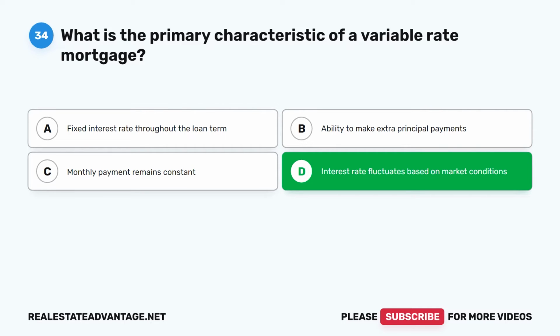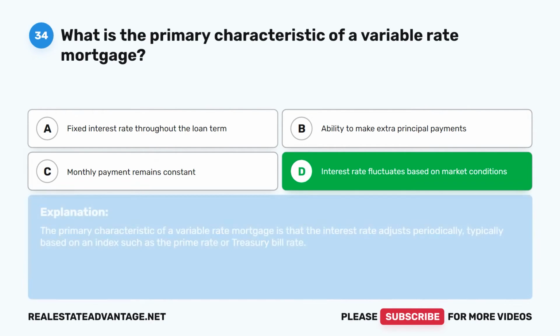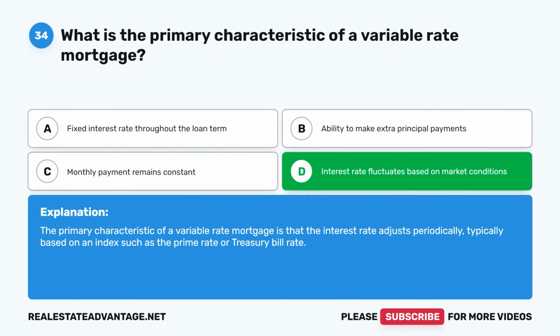Interest rate fluctuates based on market conditions. The primary characteristic of a variable rate mortgage is that the interest rate adjusts periodically, typically based on an index such as the prime rate or treasury bill rate.